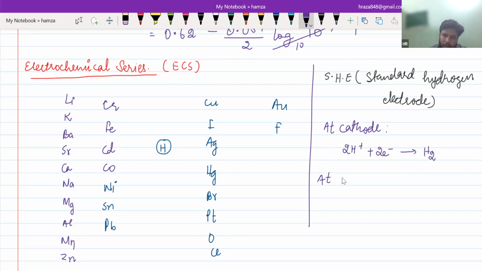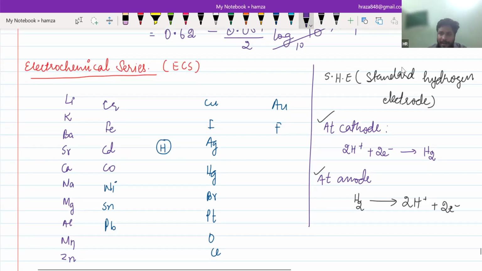And at the anode, we know that the anode is positively charged and this is the negatively charged electrode. So at the anode, there will be oxidation and it will be half H2, or since we are going to balance it, I'm going to write it 2H plus 2 electrons. Always remember, in the previous lecture I have already taught that at the anode there will be oxidation and at the cathode there will be reduction.